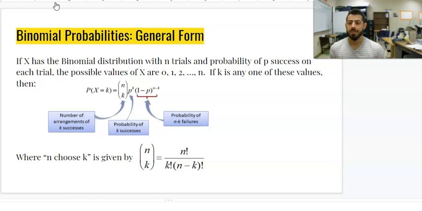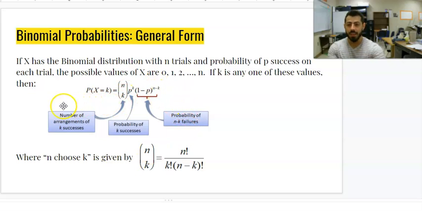Of course there is. So if X has the binomial distribution with n number of trials, and probability P of success on any individual trial, and K is the number of successes you're interested in, then the formula we can follow is as follows. The probability that X equals K equals n choose K times P to the K power times 1 minus P to the n minus K power. Now that looks a lot more complicated than it is.